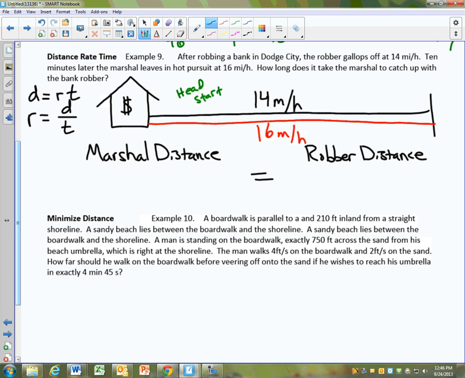What is the rate of the marshal? 16. How much time is he galloping for? X or t. Very good. What's the rate of the robber? Times what is his time? T. Except he's got a head start, so he's already a certain amount ahead. Good ideas, not quite. Let's see exactly what's happening here.